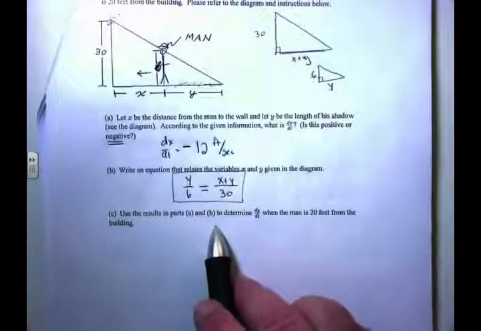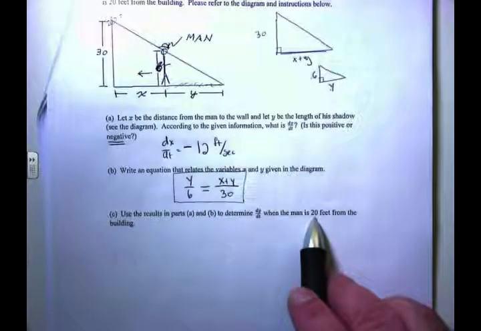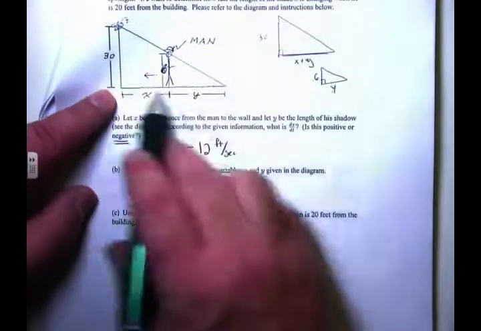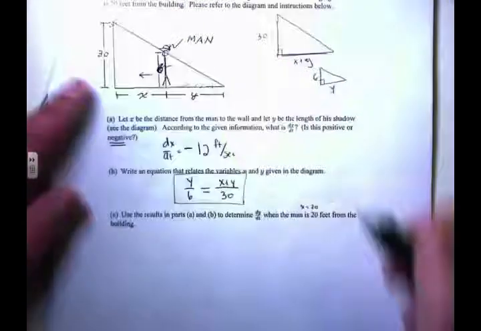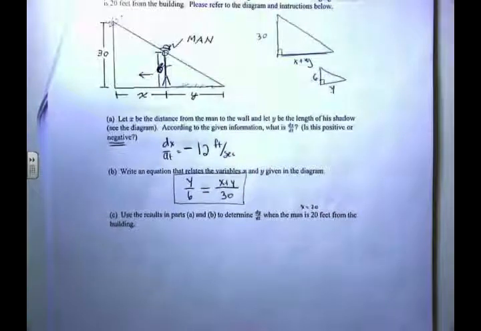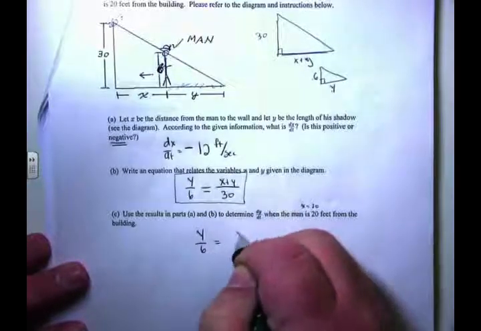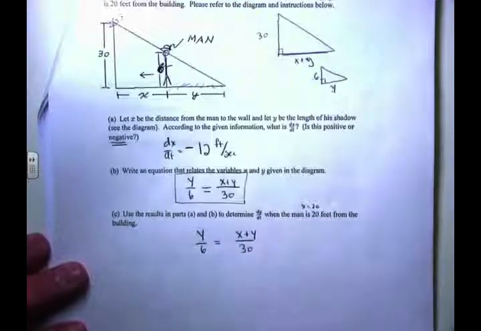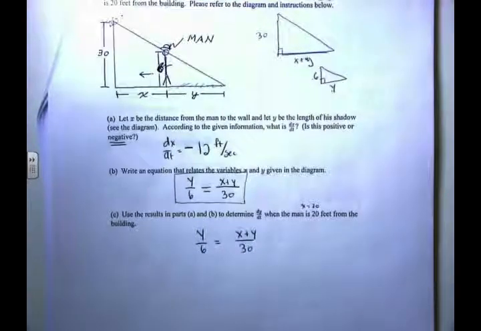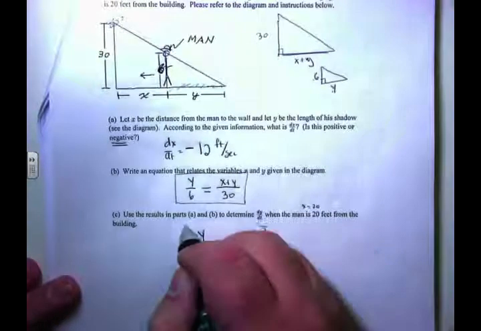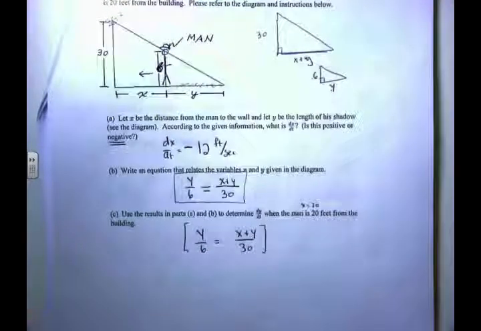Use the results in part A and part B to determine dy dt when the man is 20 feet from the building. From the distance from the building, this is x equals 20. Well, there's lots of ways to do this one. I'm going to jump in both feet and start taking derivatives. But a lot of my students cannot seem to handle fractions, so I'm going to try to help you out here because there are so many different ways you can do this problem. You can jump in with both feet and just start taking derivatives with respect to t. It's a related rate problem. But to help out some students, I am going to multiply by the common denominator just to get rid of my fractions so people don't mess this up.